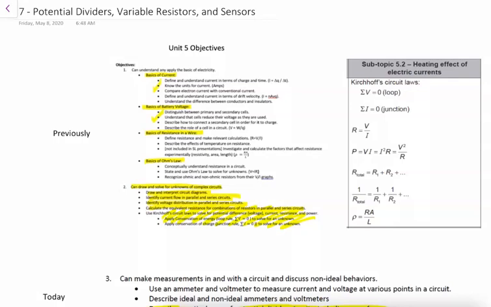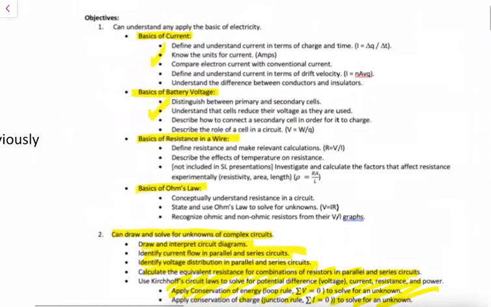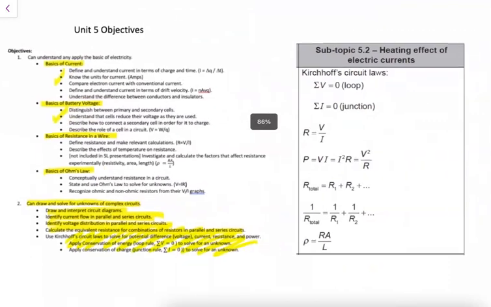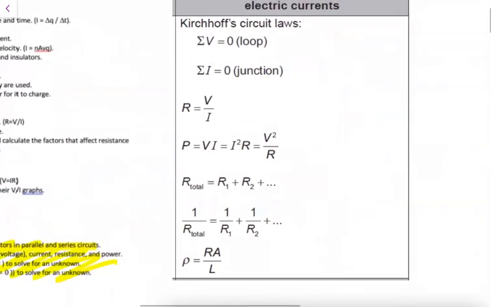In this lecture, we're going to talk about potential dividers, variable resistors, and sensors. Previously, we've already covered the basics of electricity: current, voltage, resistance, Ohm's law. We've also drawn and solved unknowns in complex circuits using our understanding of series and parallel, as well as combination circuits and Kirchhoff's laws, all applying these relationships involved.